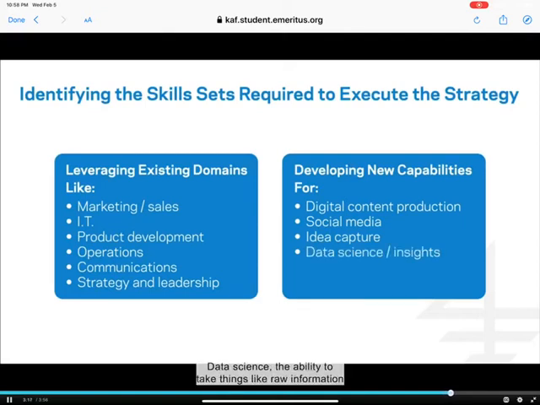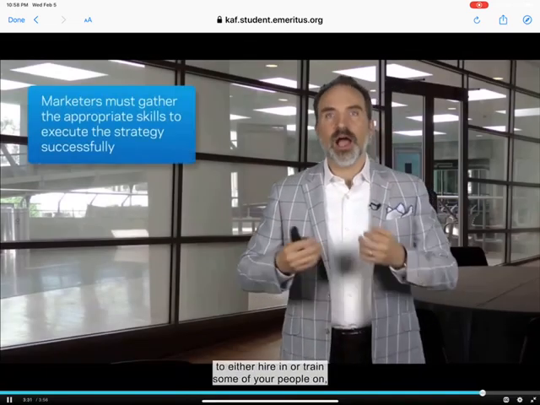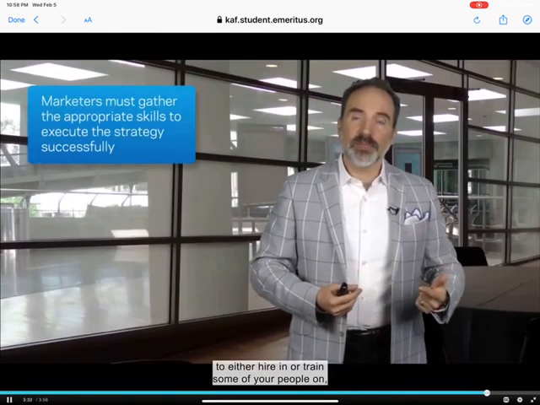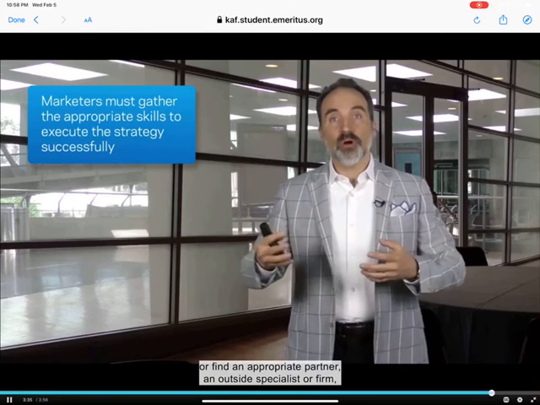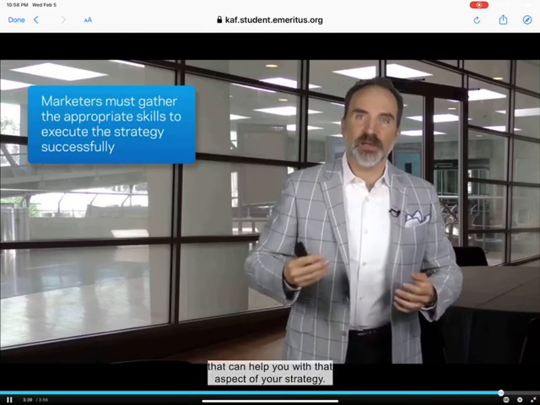Data science, the ability to take things like raw information in social media that you're monitoring and turn it into insights. You may find that you've got some quantitative skills. And these skills, they may be things that you can find within your organization, or they may be ones that you need to either hire in or train some of your people on, or find an appropriate partner, an outside specialist or firm that can help you with that aspect of your strategy.